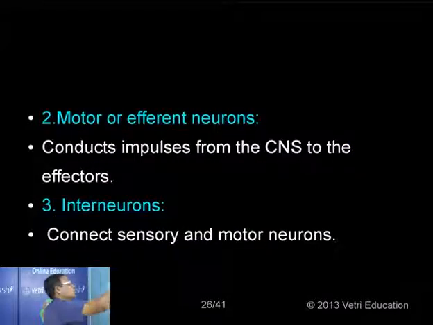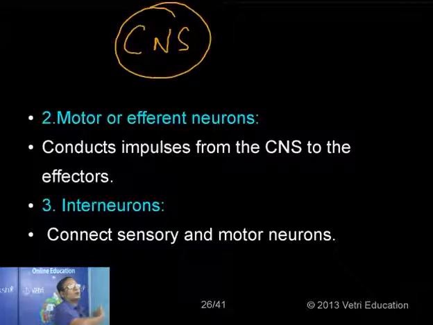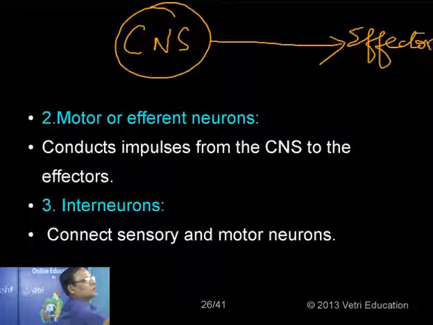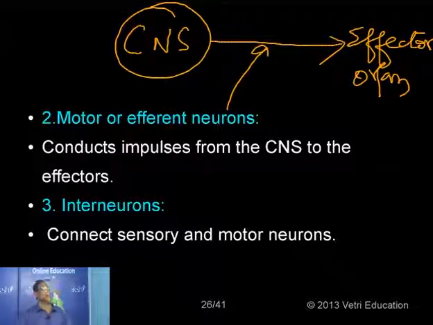The second one is the motor neuron. Here, the information from the central nervous system, either from the brain or spinal cord, is carried to the effector organ by this motor neuron. The first one carries information from the receptor to the central nervous system, namely the brain and spinal cord. The second one carries information from the central nervous system to the effector organ, an organ which does the function. For example, muscle is an example of an effector organ. Gland is an example of an effector organ. They are stimulated by the information carried by the motor neuron from the central nervous system. So they conduct impulses from the central nervous system to the effectors.